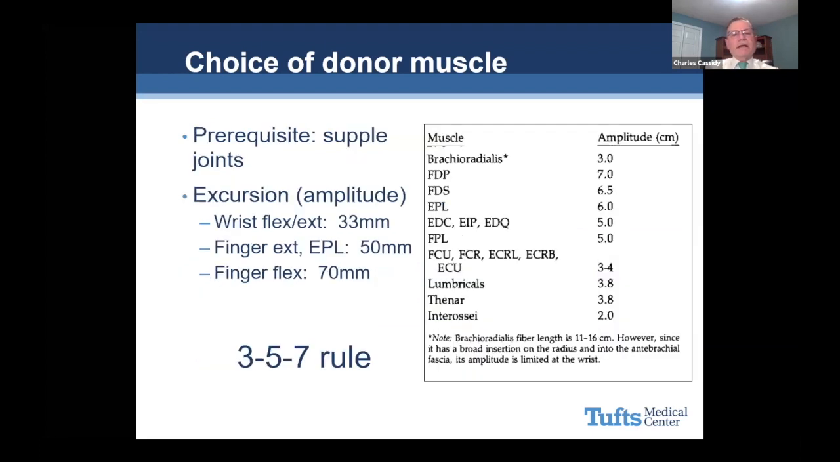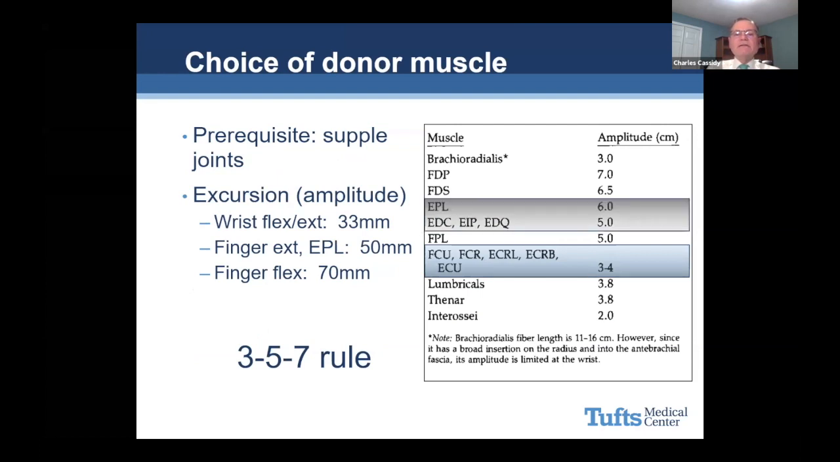The next is amplitude or excursion. So it's important to remember the 3-5-7 rule. The wrist flexors and extensors have about 3 centimeters of excursion, the digital extensors 5, and the finger flexors 7. So if we look, the FCU and FCR, common transfers for digital extension, have only 3 to 4, whereas the digital extensors themselves have 5 to 6. And the FDS has more, even 6.5.